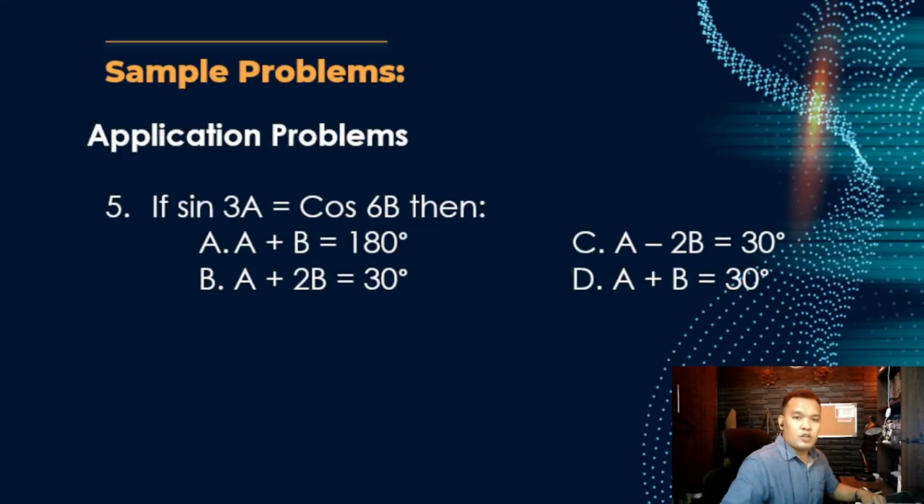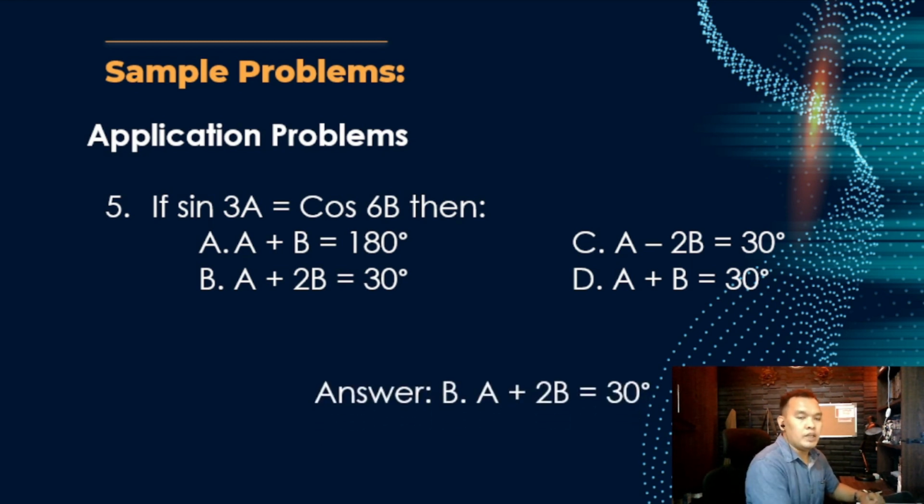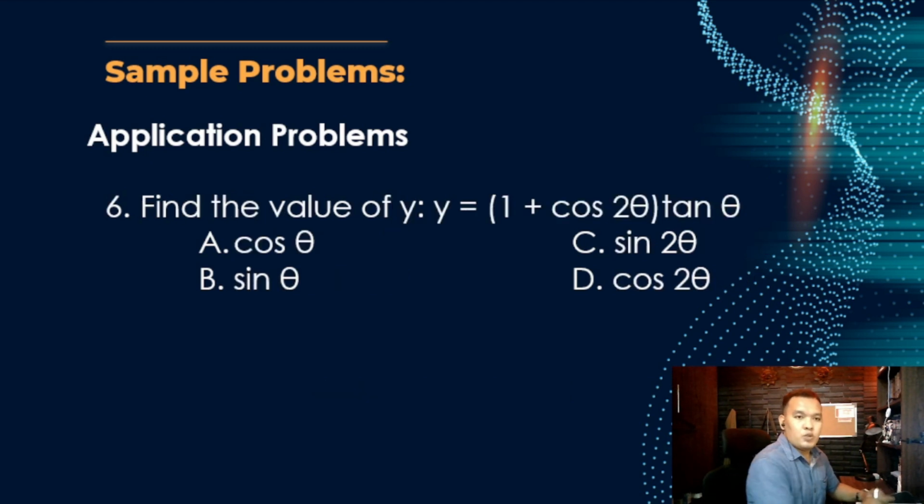Ito. So, letter B. The answer will be letter B. A plus 2B is equivalent kay 30 degrees. Okay, so proceed tayo dun sa another problem. So we have here, find the value of y. Y is equivalent kay 1 plus cosine 2 theta tangent theta.